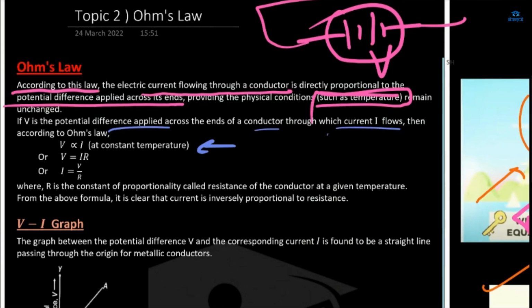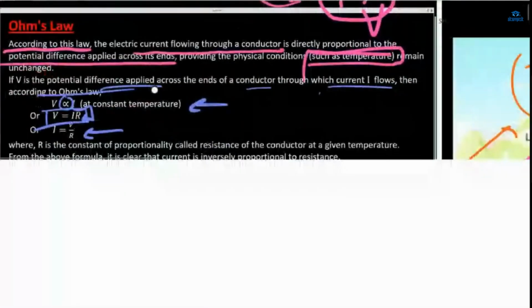V is the potential difference applied across the ends of the conductor through which current I flows. Then according to Ohm's law, what happens? V is directly proportional to I at constant temperature. So in order to get rid of this proportionality sign, we introduce one newcomer, that is R, which is acting as a resistance in the circuit, and we write V is equal to IR. Also we say I is equal to V by R. Okay, in whatever way you can write.